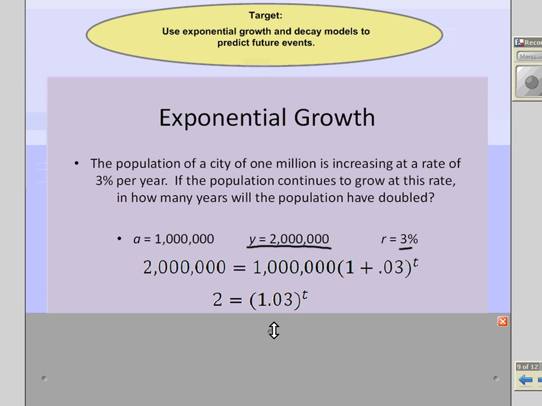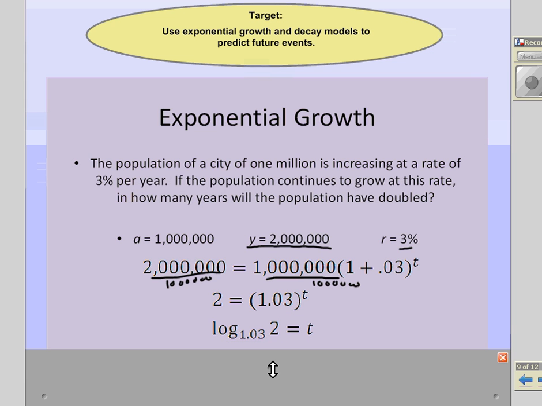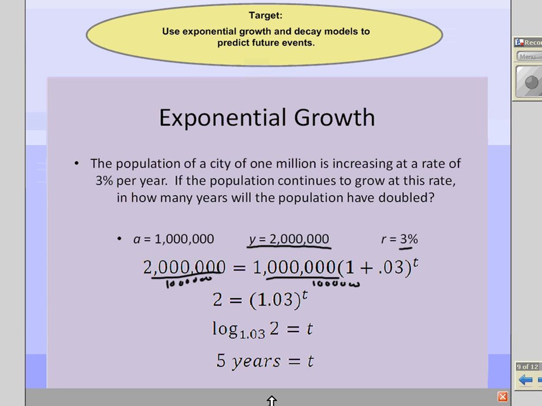Where did the 2 come from? What happened is I divided both sides by 1 million, and you get the 2. Now we can use a common log on both sides in order to solve. And we have 5 years.